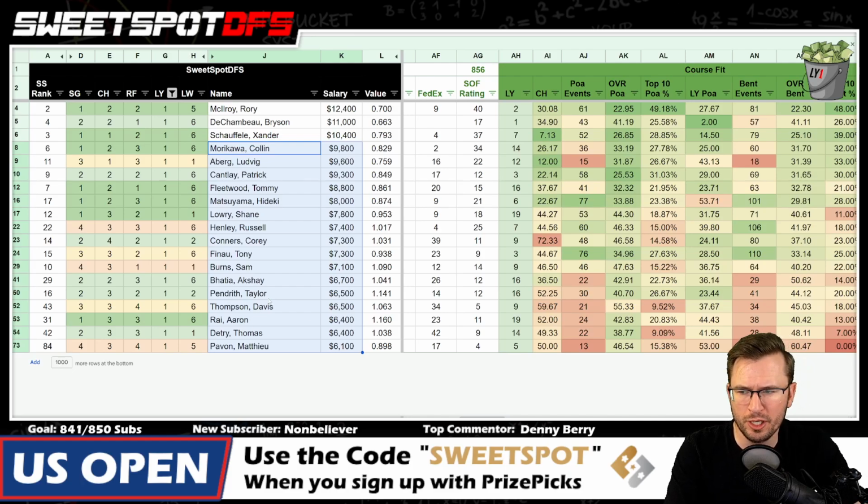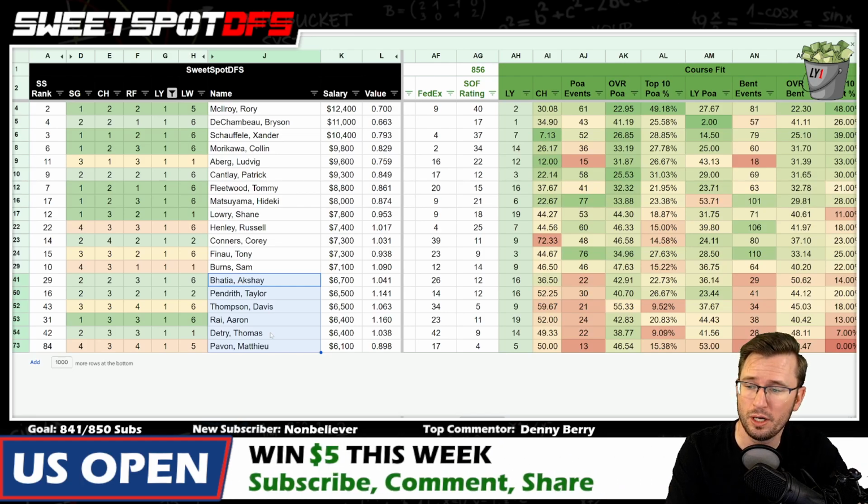I mean, these are all pretty quality golfers. You have Akshay Bhatia, Taylor Pendrith, Davis Thompson, Aaron Rai, Thomas Detry, and Matthieu Pavon. They're all tour winners, previous tour winners. So it's difficult to say you don't want to put any of those golfers in your lineup, but there is a real possibility that these 3 could finish inside the top 10.